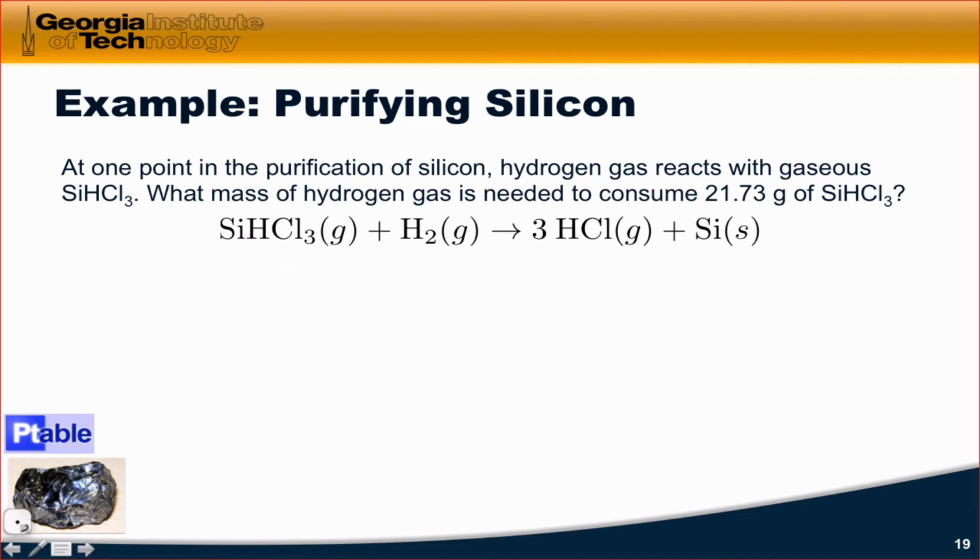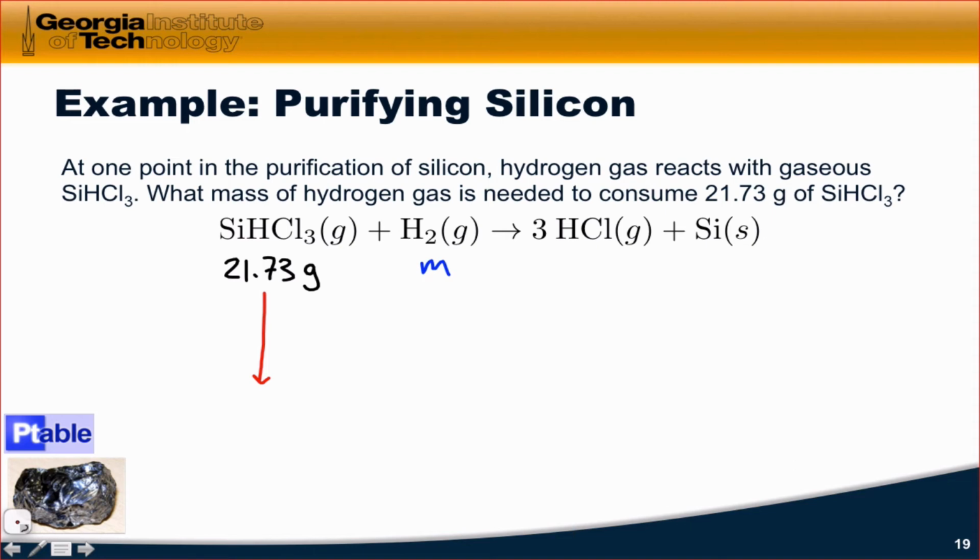Okay, so what we're given here is a mass of SiHCl3, 21.73 grams. And our target is the mass of hydrogen gas needed to react completely with that SiHCl3. So we're living completely on the reactant side in this problem. I'm going to practice what I preach and immediately convert this mass of SiHCl3 into a number of moles of SiHCl3. Get myself into mole land.